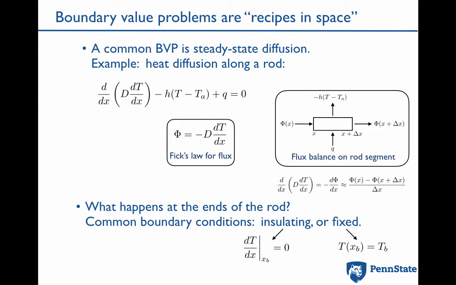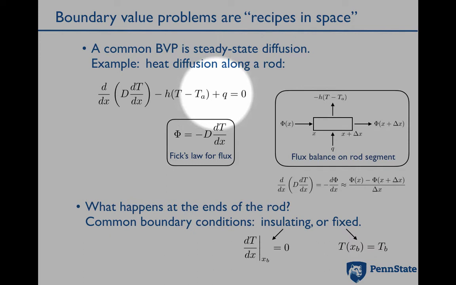A different category of ODEs are called boundary value problems, and they can be thought of as local recipes in space as opposed to time for the shape of some function. So a common example of a BVP, boundary value problem, is steady state diffusion. For example, heat diffusion along a rod. So here is a typical differential equation describing the temperature profile of a rod, and where it comes from is basically a balance of the heat flows into and out of a given little segment of the rod.